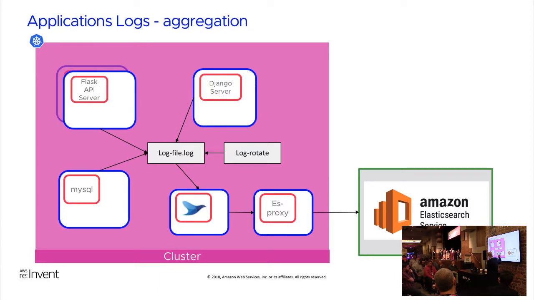And same thing as a proxy: where would you want to send it to? You can output to anywhere you want at that point. Now, we're at an Amazon conference, so we're going to use Elasticsearch. Here's one option, CloudWatch. I haven't tried that.